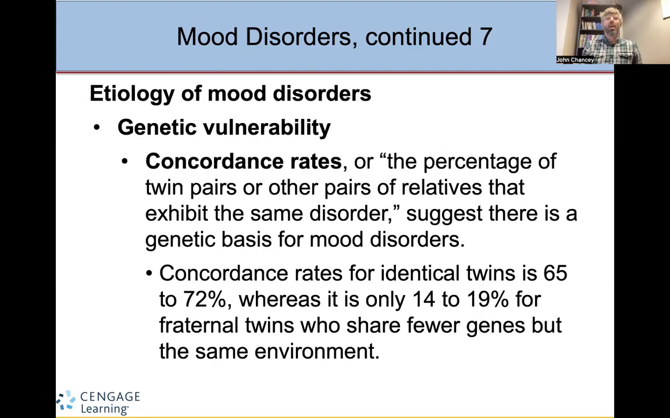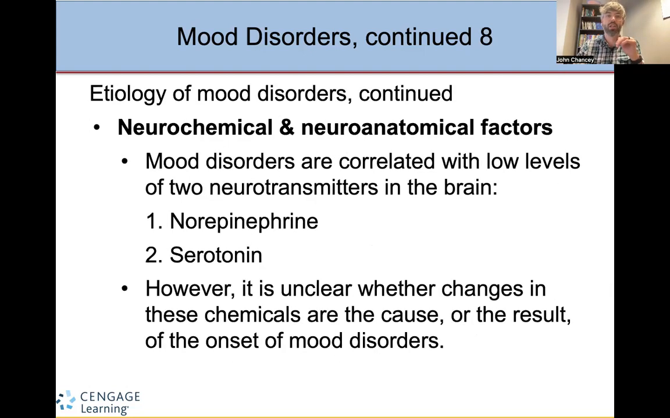So that makes sense. What about genetic vulnerabilities? We do see what's called the concordance rate, or the percentage of twin pairs. Basically, if you have a twin and one of you has a disorder like depression or bipolar, what is the likelihood that the other one does? For identical twins, it's about 65 to 72%, compared to fraternal twins who don't have exactly the same genetic material, where it's only about 14 to 19%. So genetics do matter a lot. It's not the entire story, but it matters a lot.